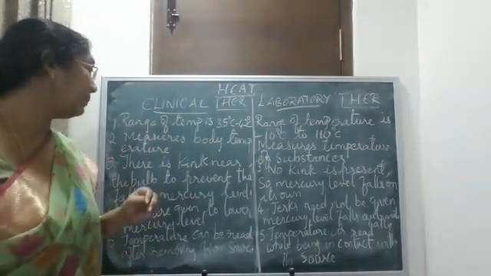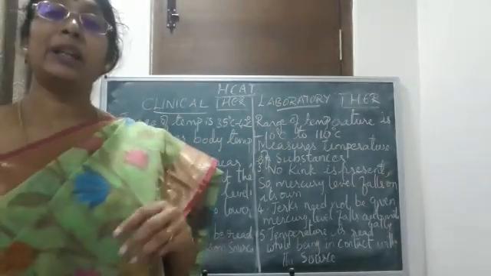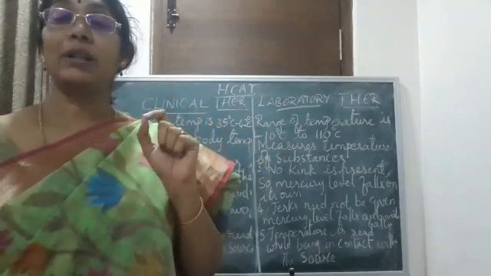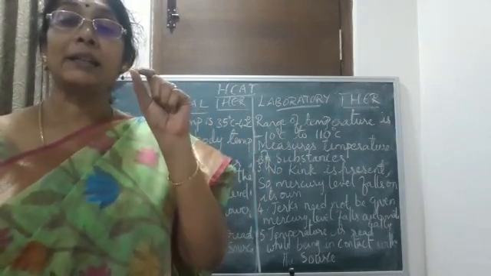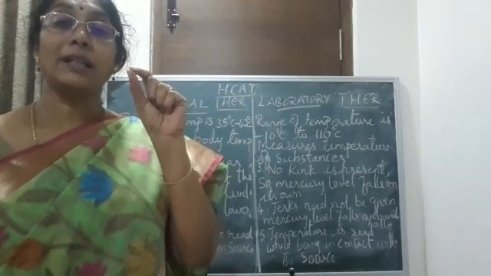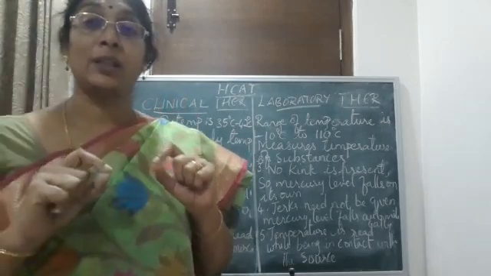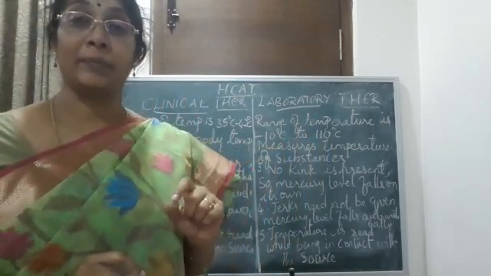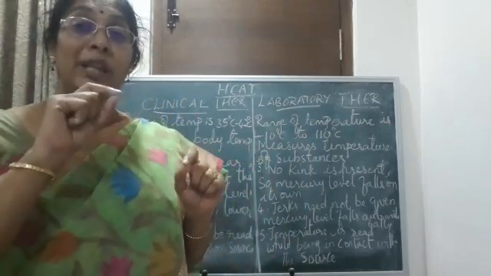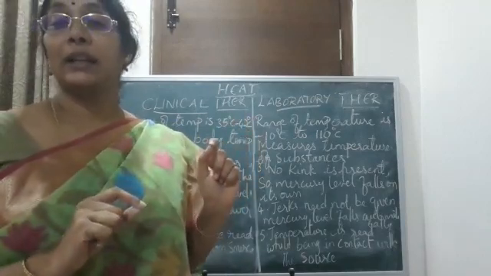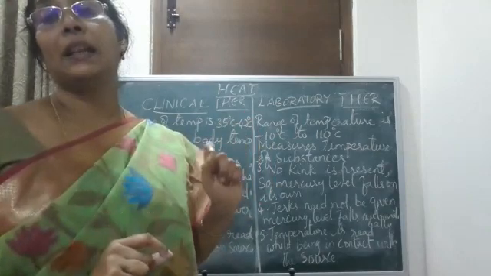There is a kink near the bulb to prevent the fall of mercury in a clinical thermometer. What is meant by kink? Kink is a bend, that the other day I have shown you in the thermometer, isn't it? The U-shaped bend that is present in the neck of the thermometer is called the kink. So that is present in a clinical thermometer.